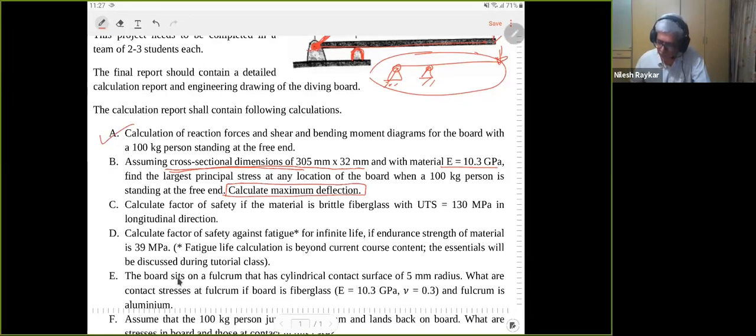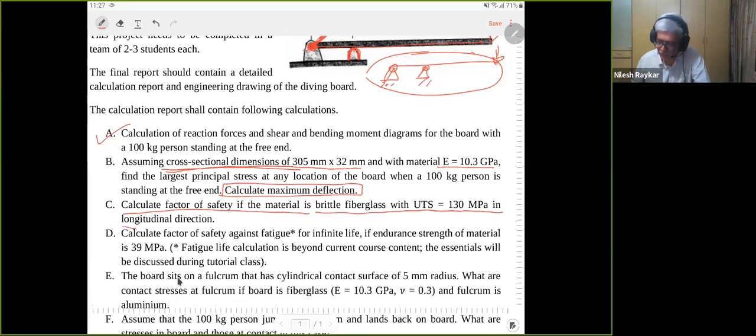The third one is factor of safety. The material is brittle fiberglass with strength value given in the longitudinal direction. So here you will have to calculate the bending stress and check whether the bending stress is within the allowable, which is given in terms of the ultimate tensile strength.